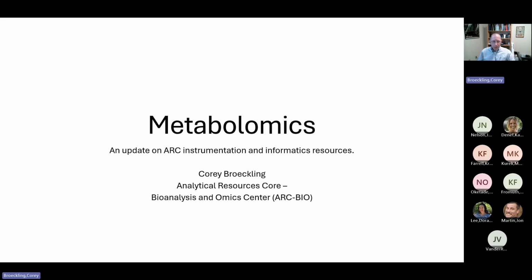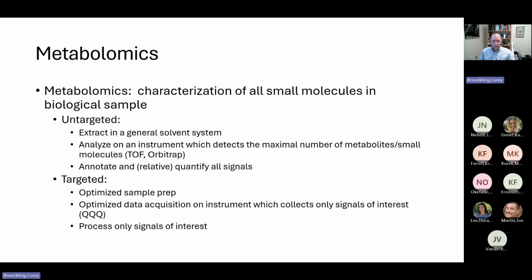Just so everyone's aware, we are recording this. So my goal today is to talk about metabolomics, and to make sure we're all on the same page, I just want to start by defining that term. Metabolomics is an analytical approach, primarily using mass spectrometry, where we're trying to characterize all of the small molecules, generally in biological samples. Broadly speaking, there's two flavors of metabolomics, untargeted and targeted.